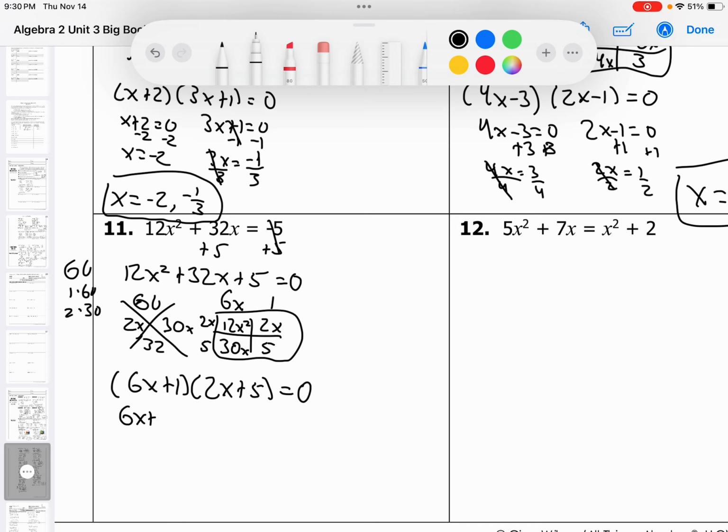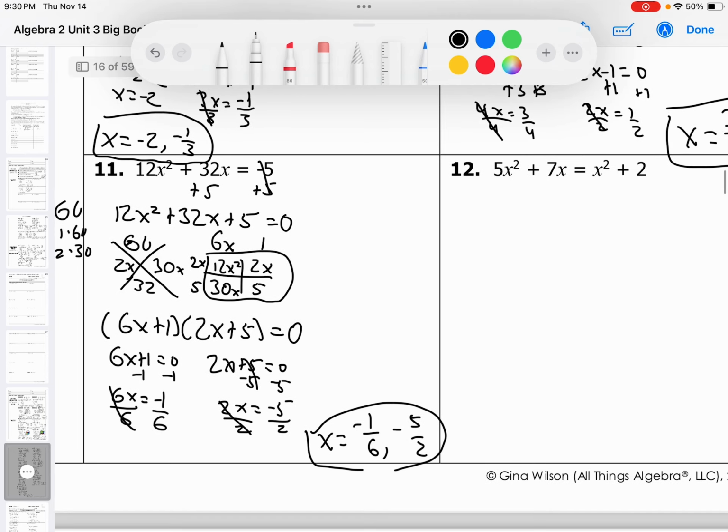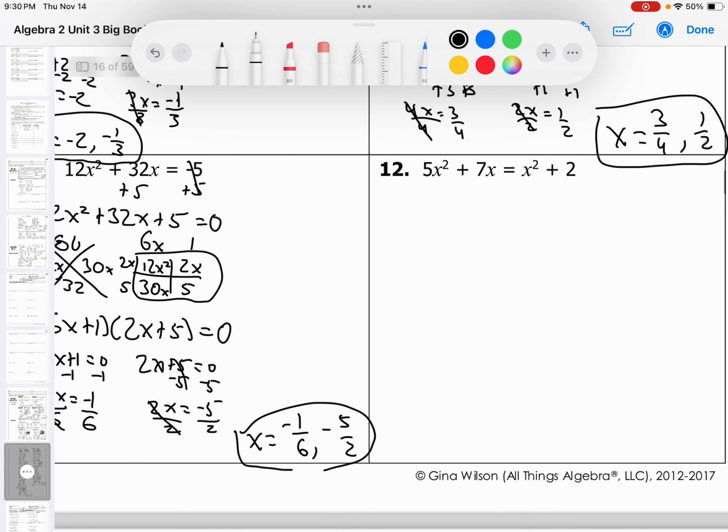For 6x plus 1 equals 0, we will get that x equals negative 1/6. And for 2x plus 5 equals 0, we will get that x equals negative 5 over 2. So x is going to equal negative 1/6 and negative 5/2. And I've got just one more problem.